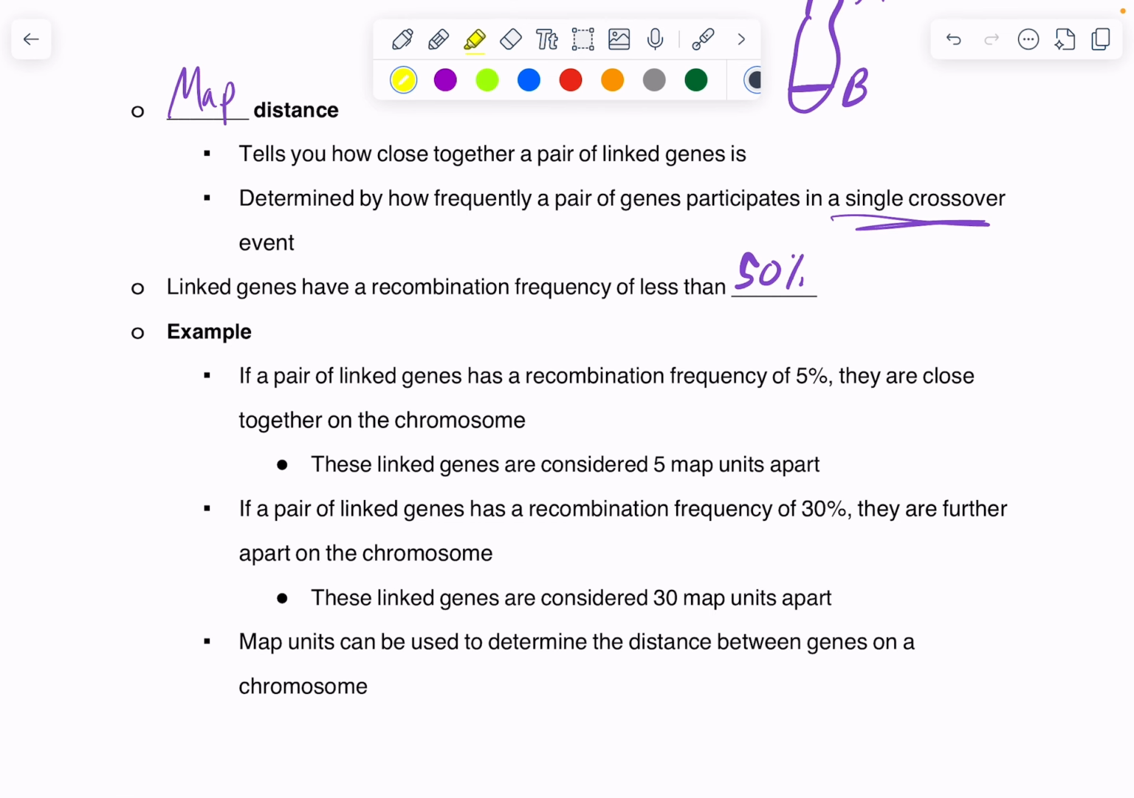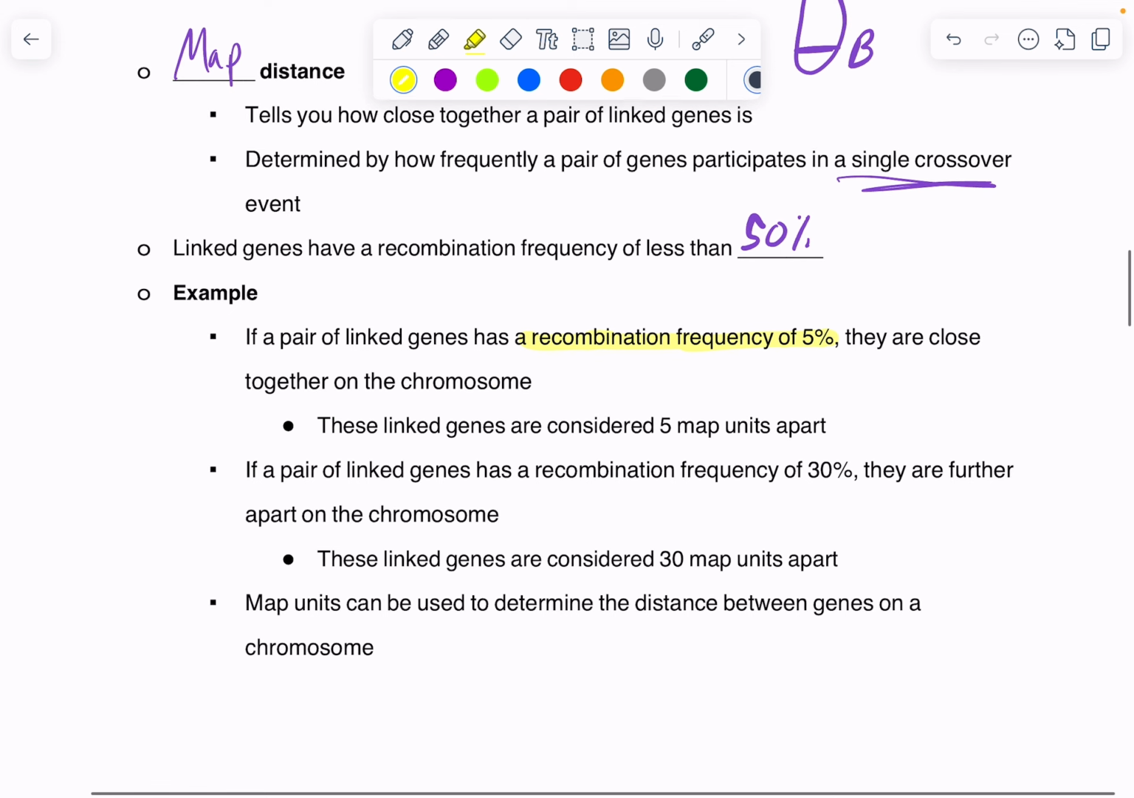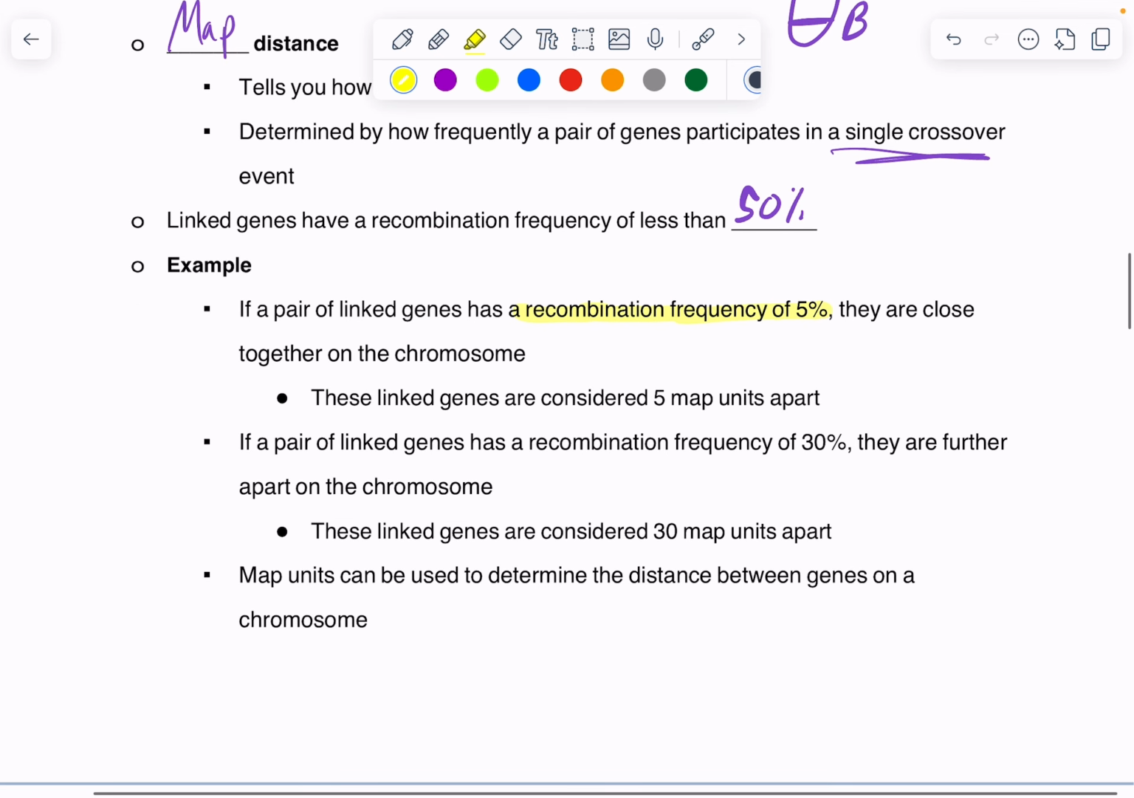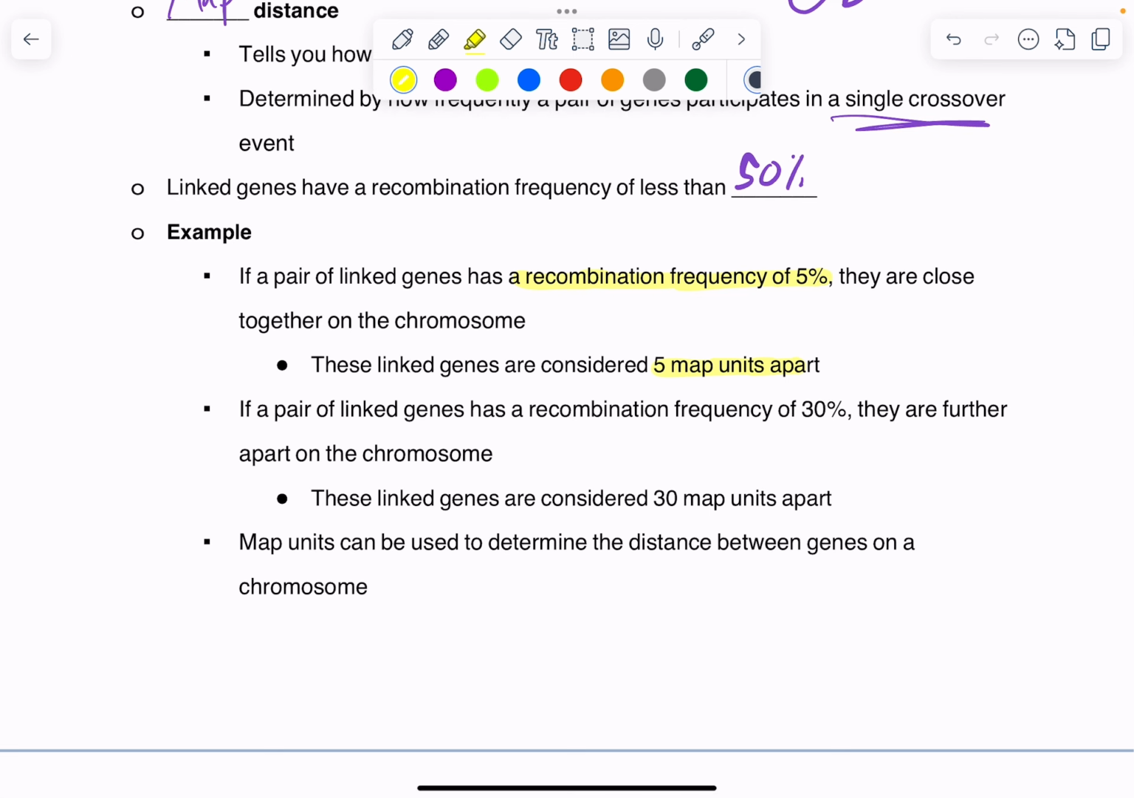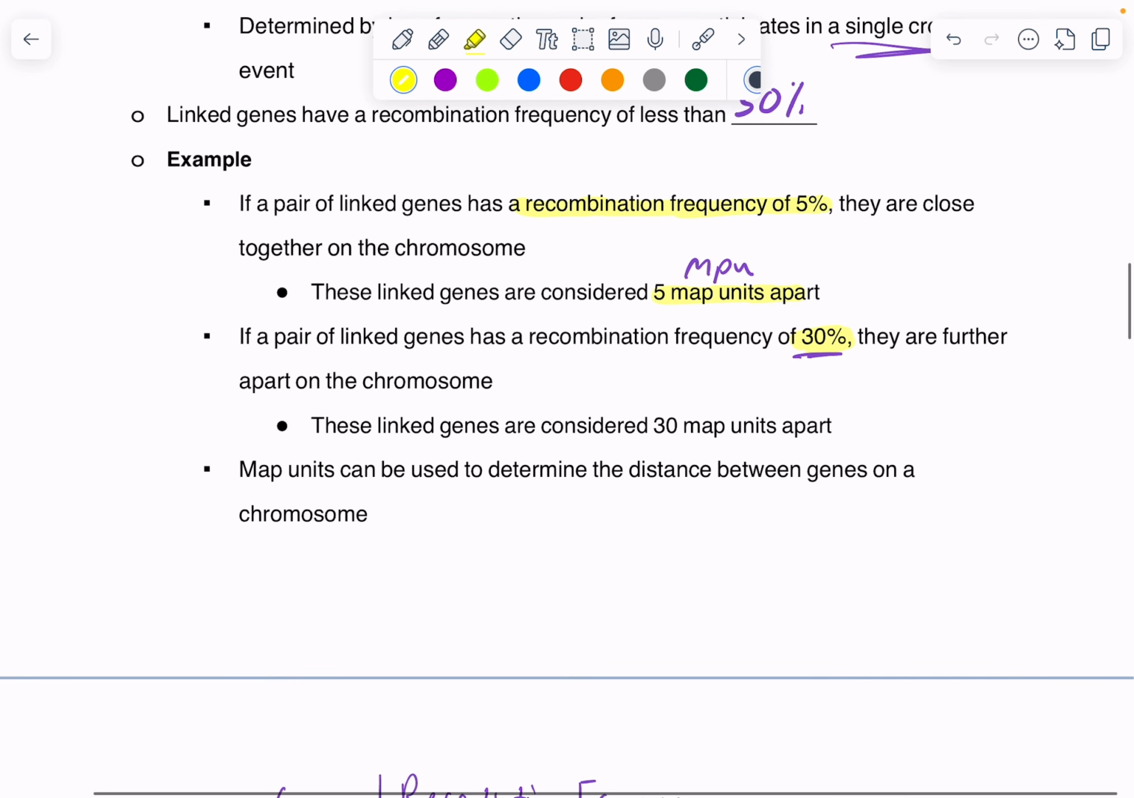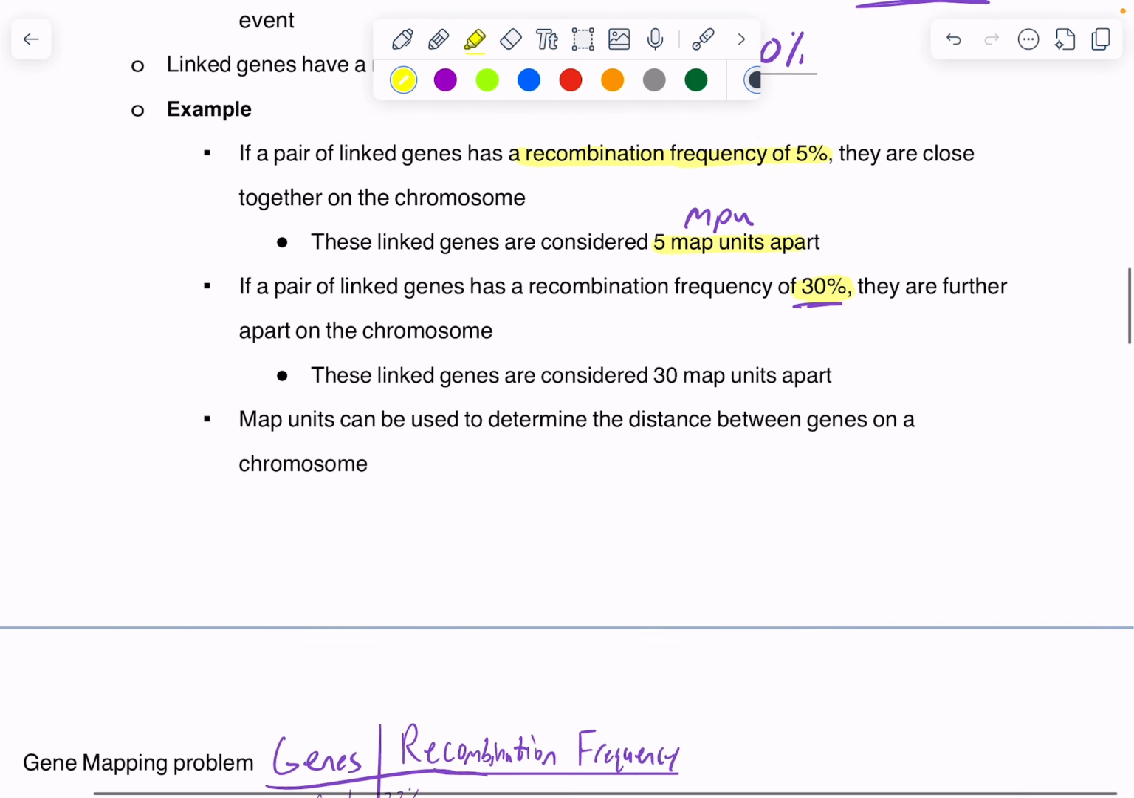And so the lower the number, if they have a recombination frequency of 5%, they're going to be close together on that chromosome. And so 5% we can also translate to 5 map units apart, or what you'll see is MPU. And if they have a recombination frequency of 30%, they are further apart on that chromosome. And so we can use this to determine the distance between genes on a chromosome.